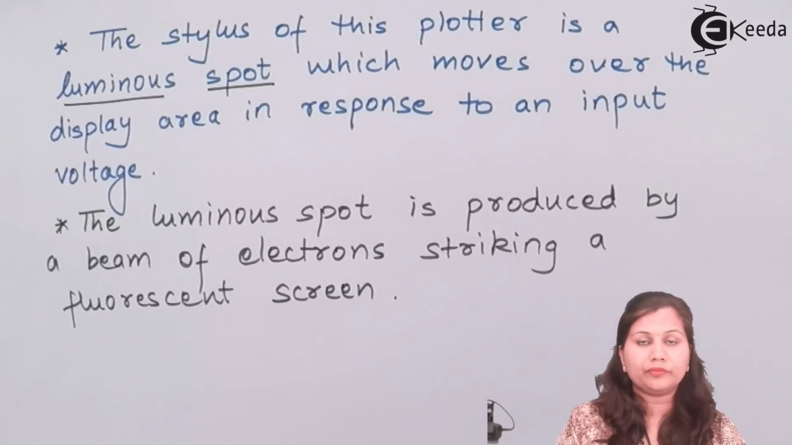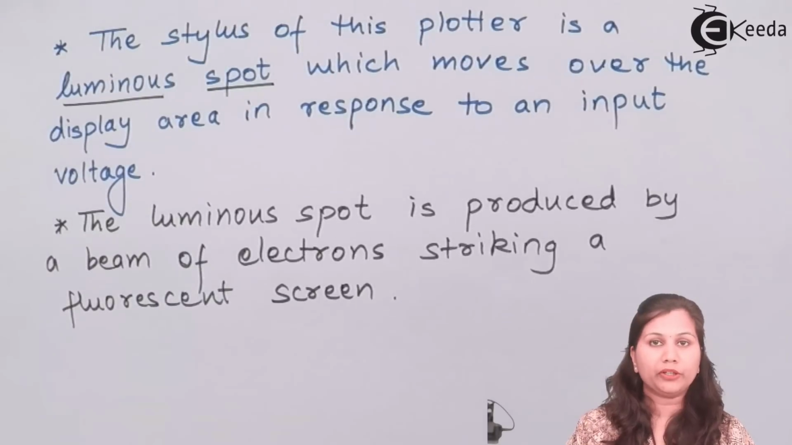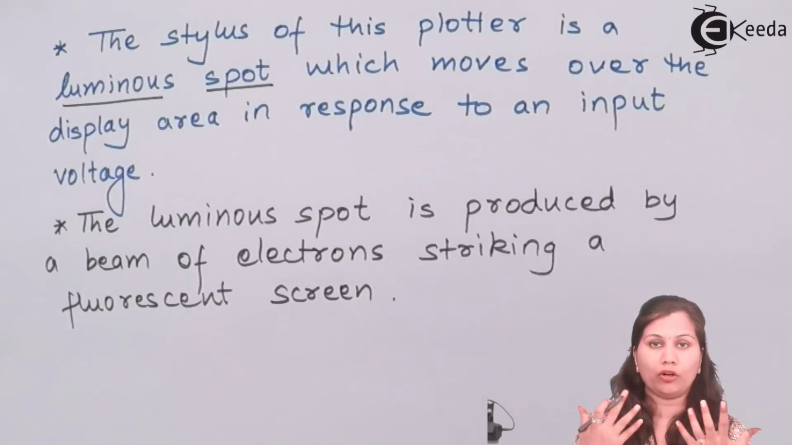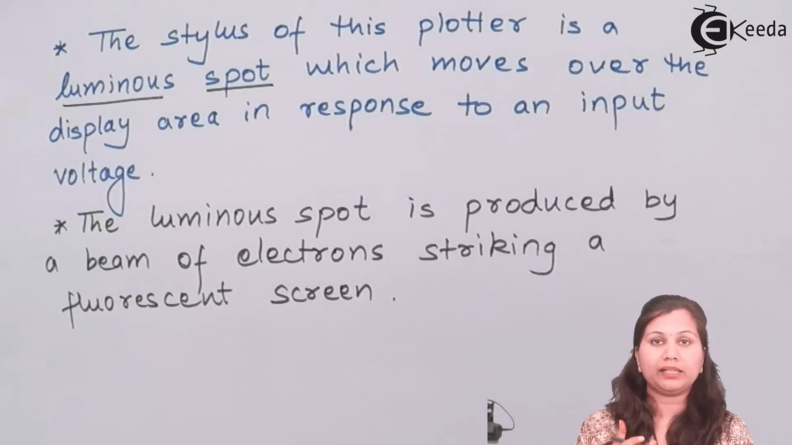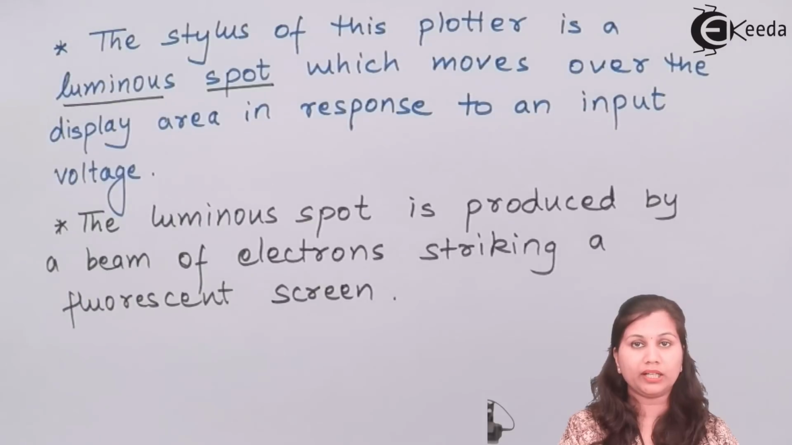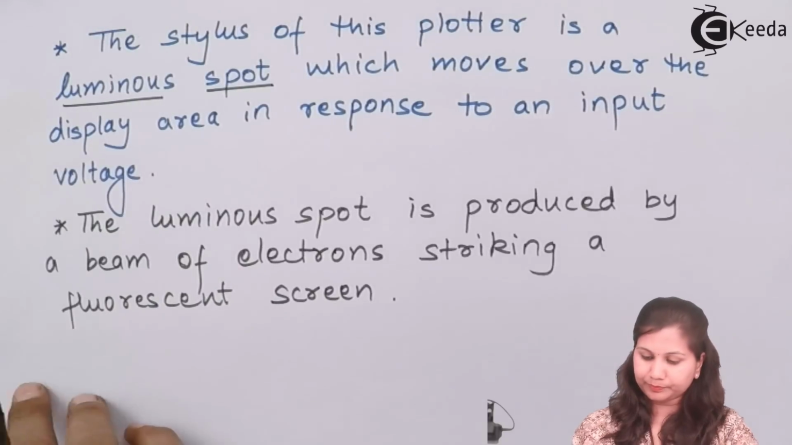This luminous spot which is displaying the input signal is produced by a beam of electrons which is striking a fluorescent screen. So when a beam of electrons having very high velocity strikes a fluorescent screen, due to the striking of the electrons, a luminous spot will be produced.